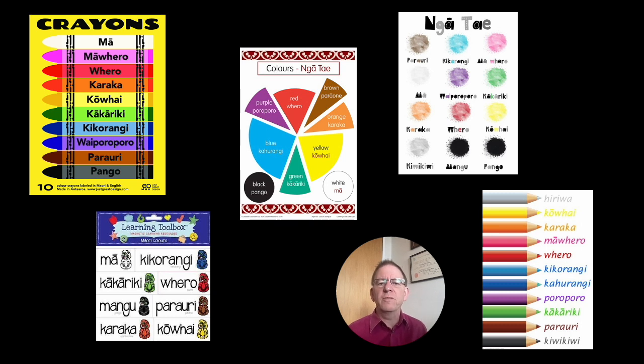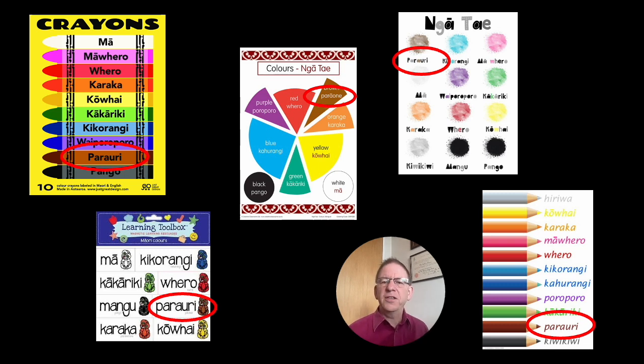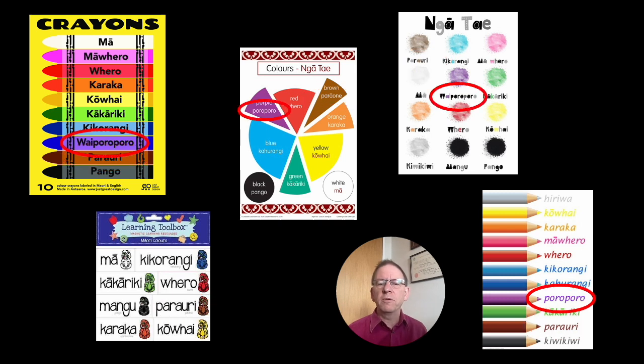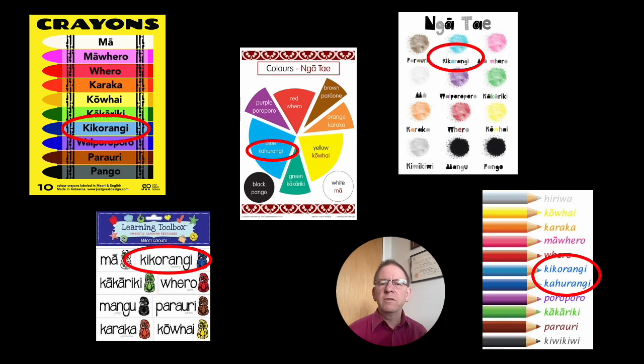There is agreement on most of the words, but for example, is brown paraoni or parauri? One is a loan word from English, the other is a compound word meaning literally dark yellow. For purple, is it poroporo or waiporoporo? And why does none of the colour charts use the word tawa, which is what New Zealand's Ministry of Education says should be the word for the English purple? For blue, the charts cannot agree on whether it is kahurangi or kikorangi or both.